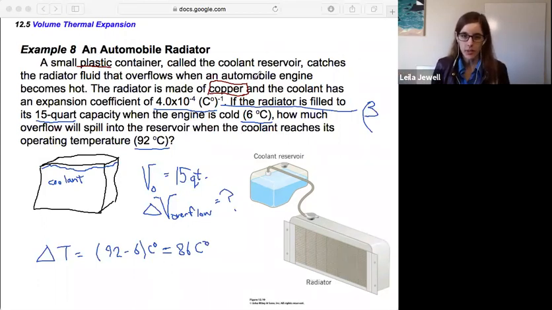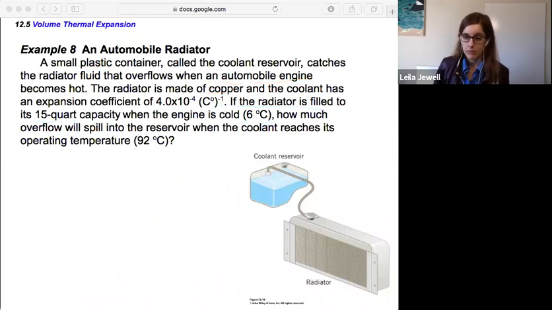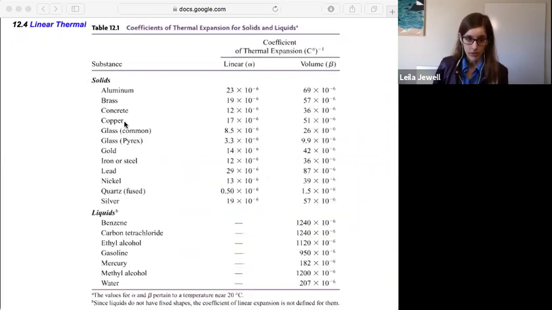So copper is something that we can look up what its thermal expansion coefficient is for a volume change. So let's take a look and see if we have copper in that table. Oh, we do. Copper is the fourth one down. Volume is here, 51 times 10 to the minus 6 inverse Celsius degrees. All right.